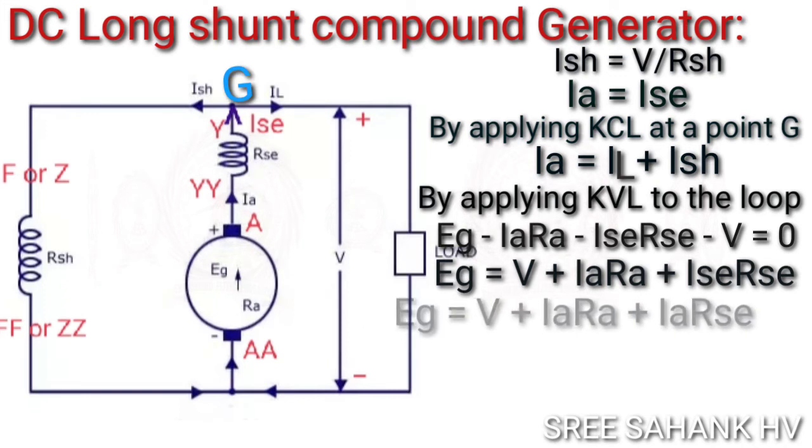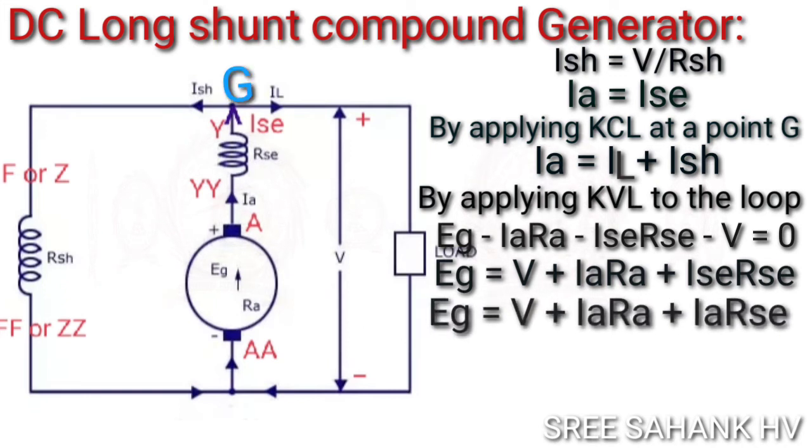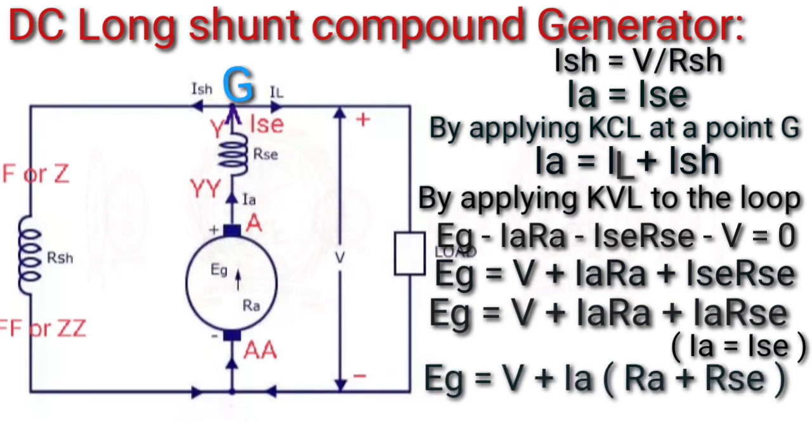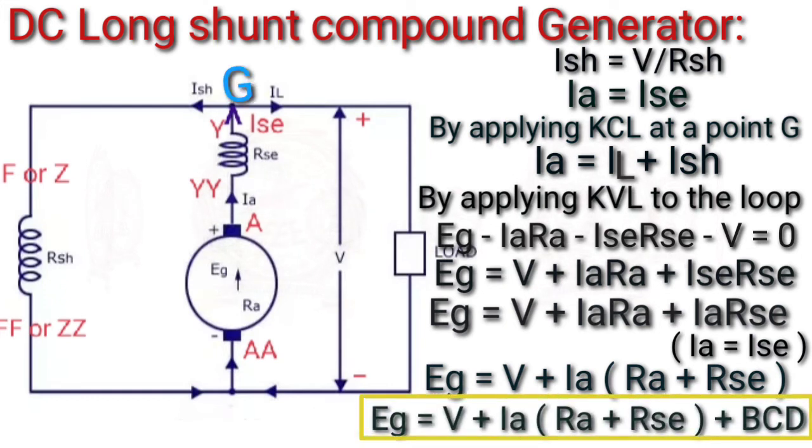EG is equal to V plus IA RA plus IA RSC. Therefore, IA is equal to ISC. So here, taking IA common to both, RA plus RSC. So finally EG is equal to V plus IA into RA plus RSC. Including brush contact drop, EG is equal to V plus IA into RA plus RSC plus BCD.